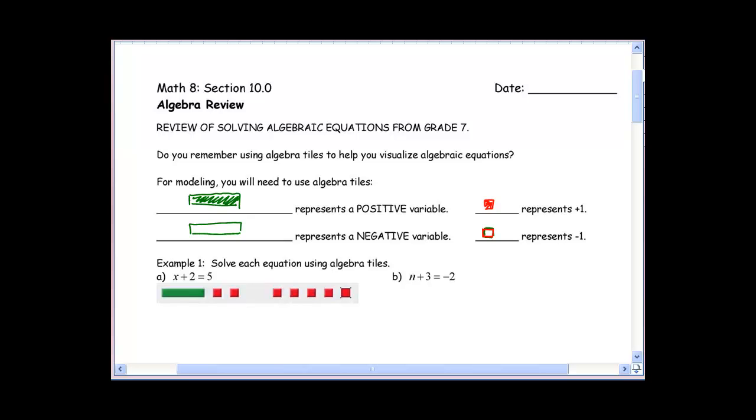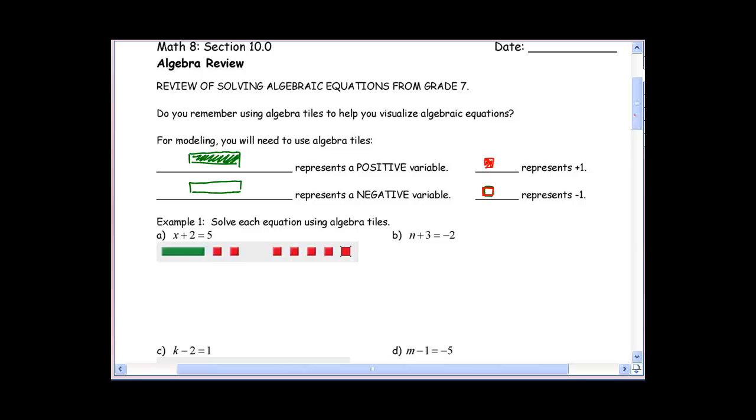So let's try these examples here. Example number 1 says solve each equation using algebra tiles. I've actually drawn out the algebra tiles for you for example A. So x plus 2, here's my x, that's the rod, and then plus 2, so there's 2 positive squares, and this equals 5 red squares on the other side. So x plus 2 equals 5, and you're trying to solve for x. I want you to find out what one of these rods represents.